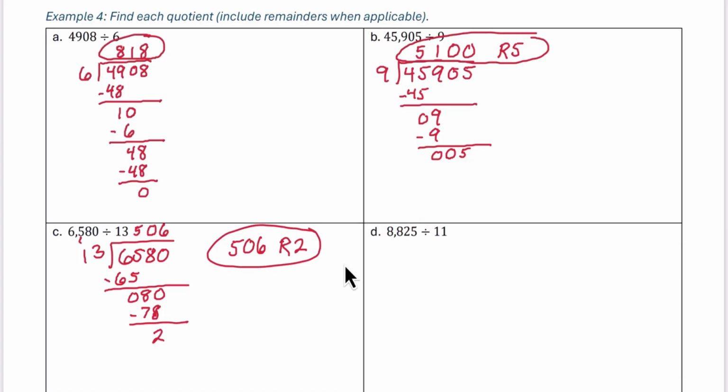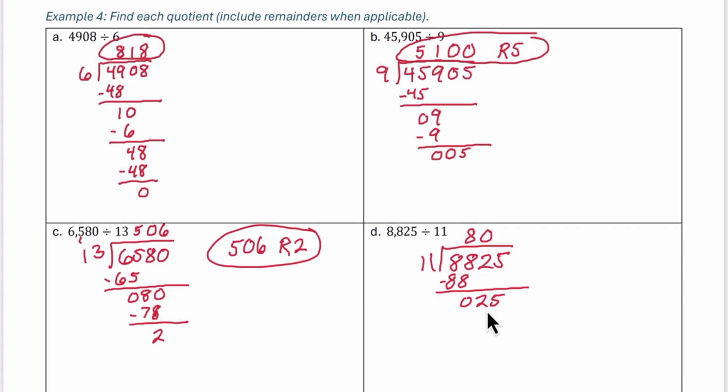In the final example, 8,825 divided by 11. First, 11 into 88. That will go 8 times. Multiply and we get 88. Subtract and we get a 0. Bring down the 2. 11 will not go into 2, so we need to add a 0 beside the 8. And we bring down the 5.